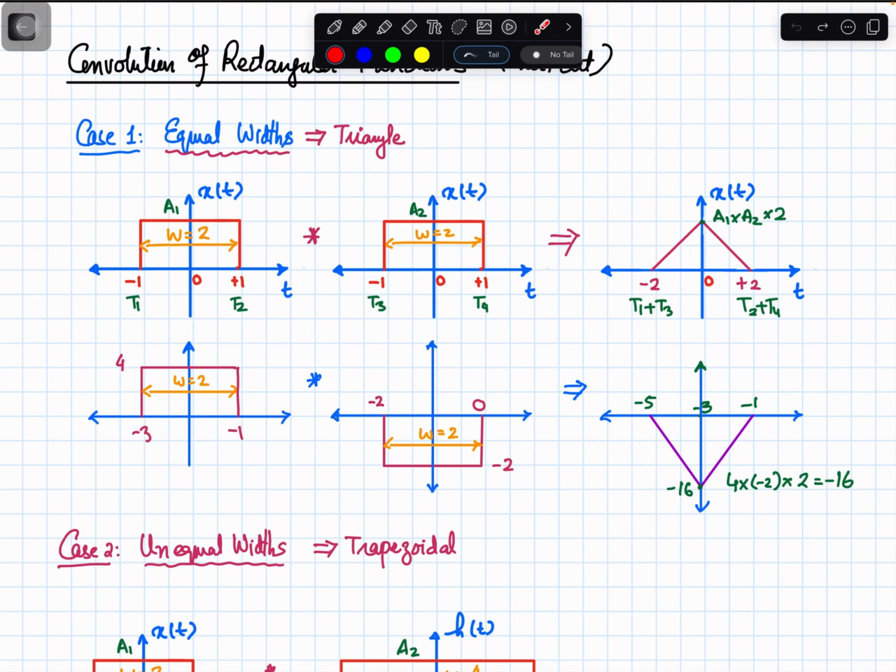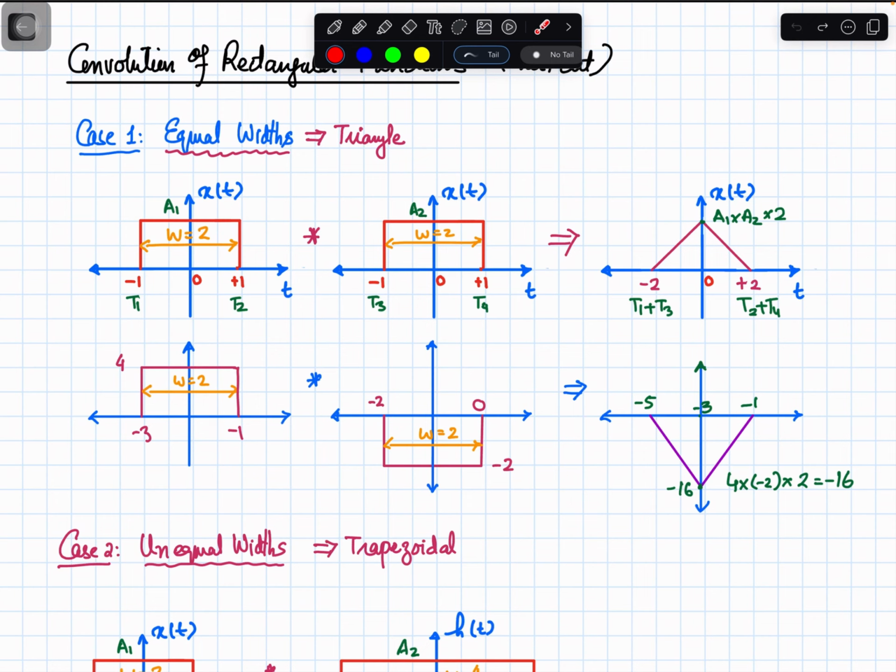Now, let us consider another example. In this one rectangular function is positive, having the magnitude 4, its lower limit is minus 3 and the upper limit is 1. And if you work out the width of that one, that is minus 1 minus minus 3, so that will be equal to minus 1 plus 3 and that is equal to 2. So, that is the width of this rectangular function.